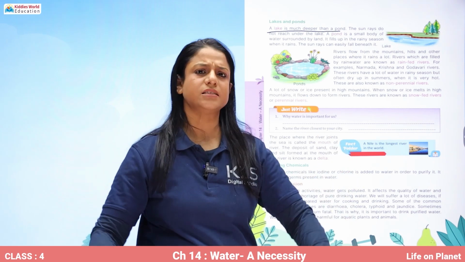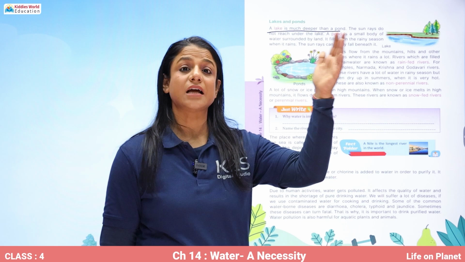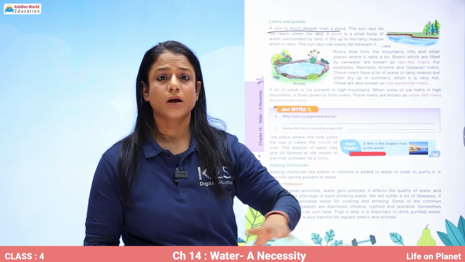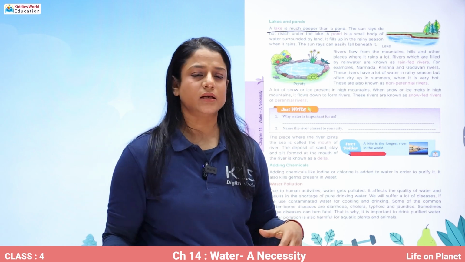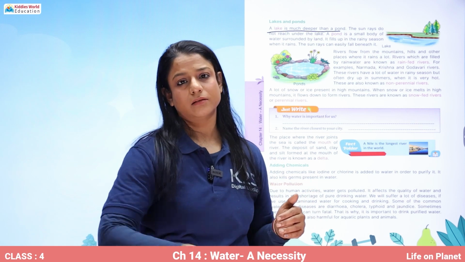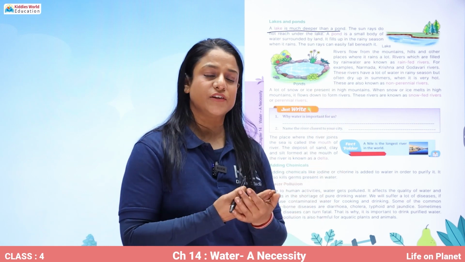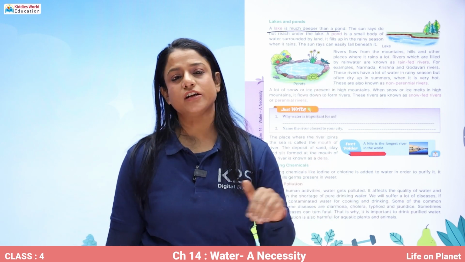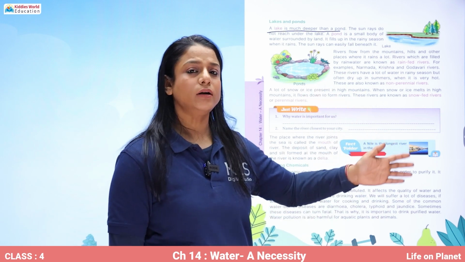A lake is very deep, like there is Dal Lake, there is Naini Lake, there are many lakes in India. Okay, but lakes are very, very deep, and even the sun rays cannot reach beneath the lake. But a pond is relatively shallow, and the sun rays can reach beneath the pond.